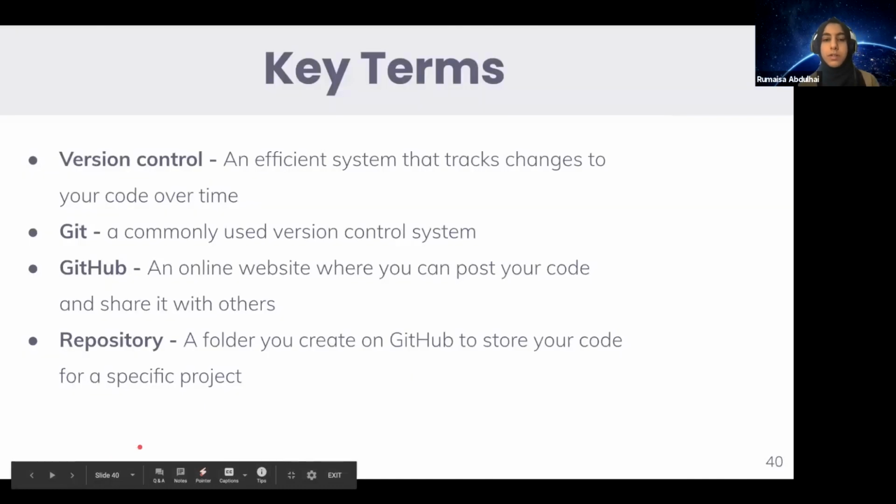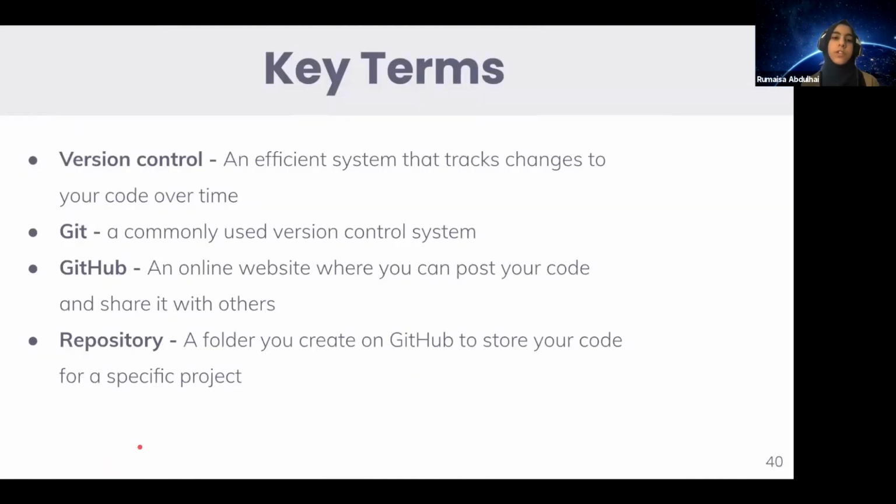And these are the terms that we learned today. Version control is just an efficient system. Efficient means it is very fast and very useful. So it's an efficient system that tracks changes to your code over time. You're able to see when you made changes to your code, who made the changes, why you made the changes, right? All of that you're able to see with version control.